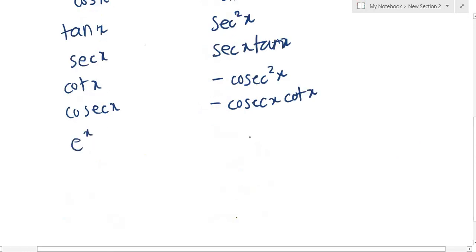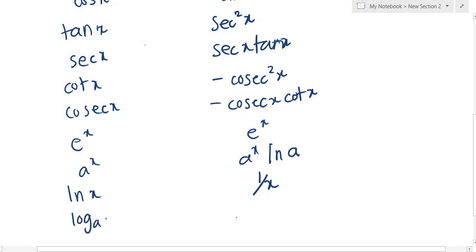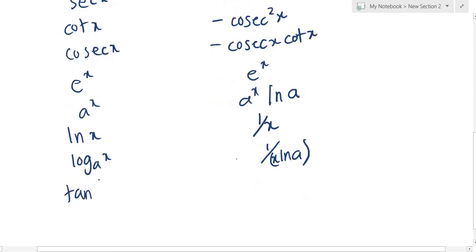E raised to x is just itself. A raised to x is a raised to x times the natural log of a. Natural log of x is 1 by x. Log to the base a of x is 1 over x times natural log of a, and this is in the denominator, put a bracket like that. Say ITF, inverse trigonometric function. So tan inverse of x, we did this, 1 over 1 plus x squared.